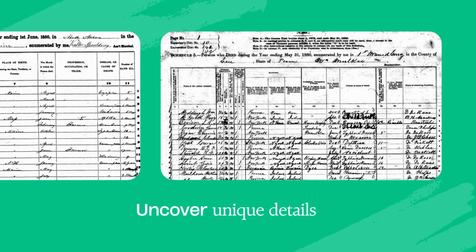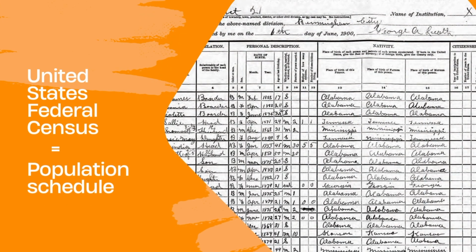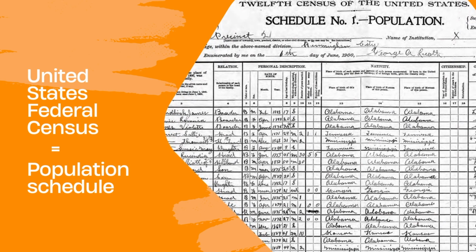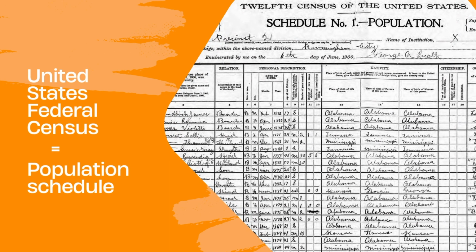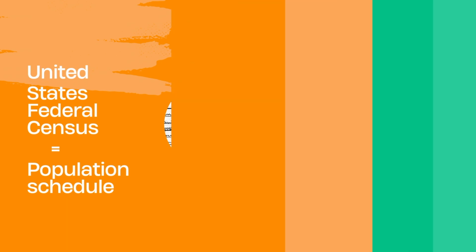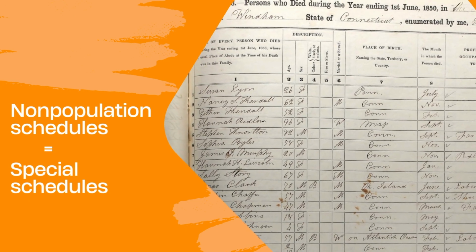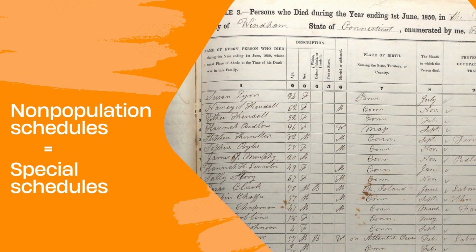So let's first talk a little background before we delve into what information these schedules reveal and how to locate them. I mentioned earlier that mortality schedules are additions to the population schedule. The United States federal census is also known as a population schedule, and although these census records are massively popular in genealogy research, there are sister schedules, if you will, which are actually called non-population schedules or special schedules, that are not as well known or utilized as the census.